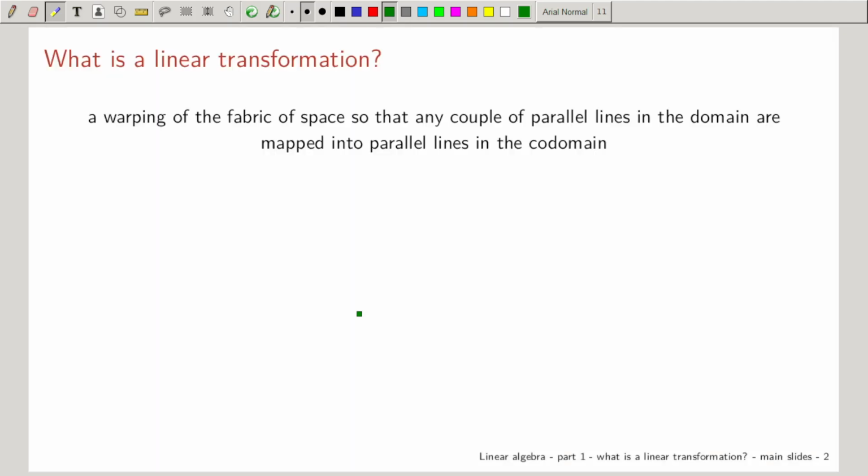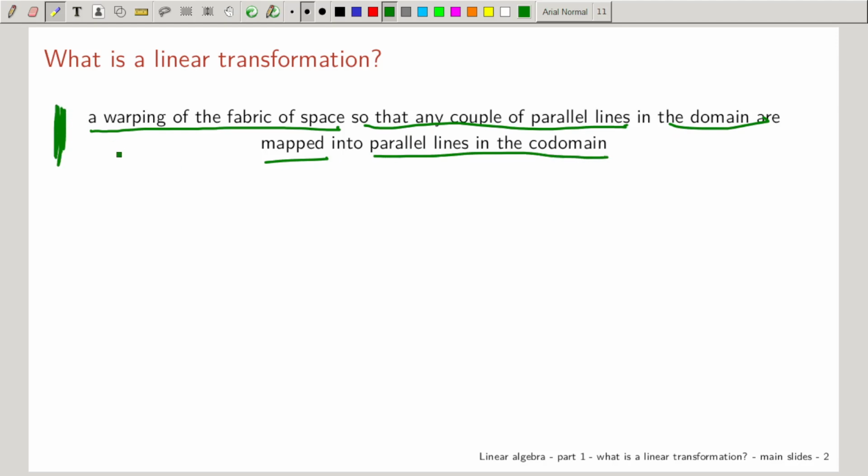Let's go here. A linear transformation is a warping of the fabric of space so that any couple of parallel lines in the domain are mapped into parallel lines in the codomain. How many of you saw this definition here? I saw and I understood it, never saw it. I think I understood it. Okay.